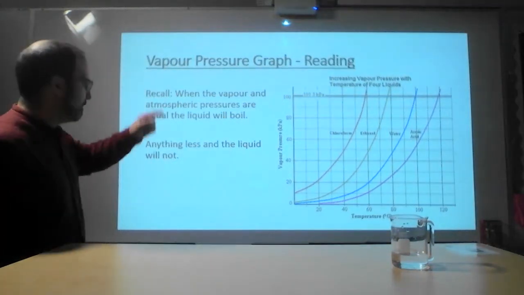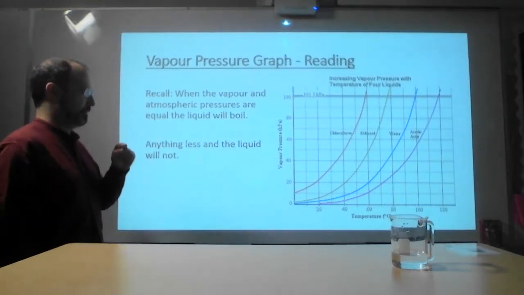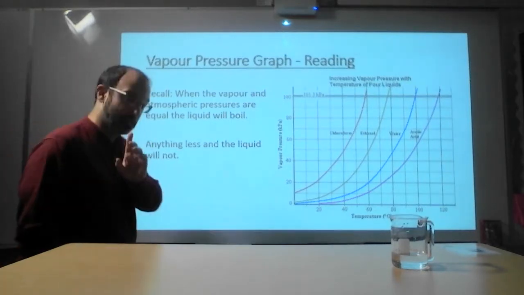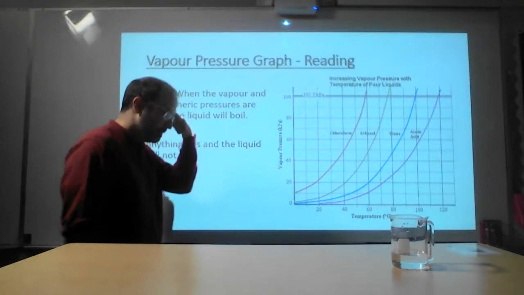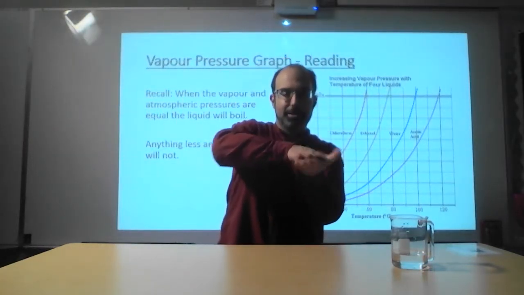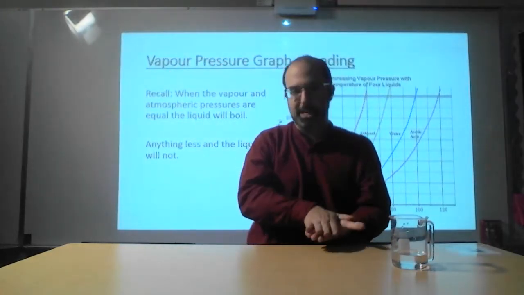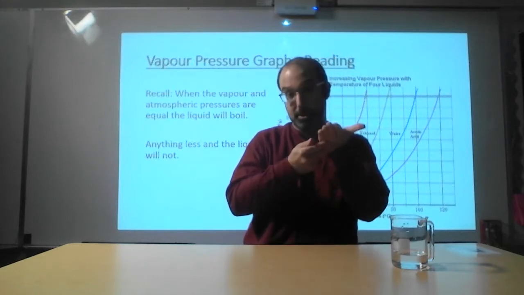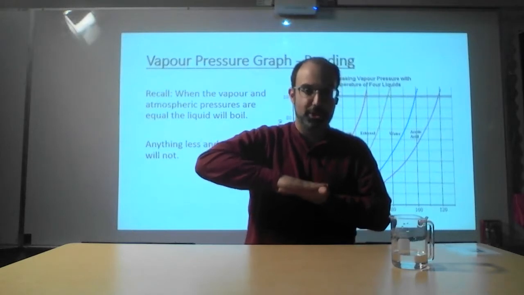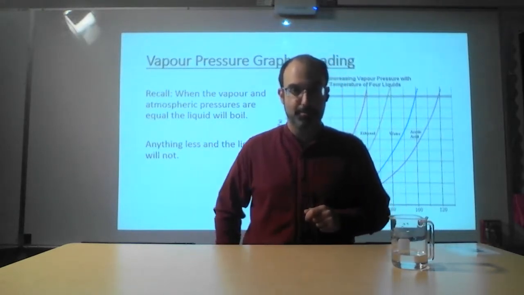So let's remember, right? When the vapor and the atmospheric pressures are equal, the liquid will boil. So anything less and the liquid will not. Okay, so that's the first step of this. We need to keep that in mind. If the pressure pushing up equals the pressure pushing down, then the liquid will turn into a gas. If the pressure going down is bigger, it'll stay a liquid. If the pressure going up is bigger, then it will turn into a gas faster. But the key is when they're equal to each other, right? When this tug of war is the same, then the vapor is starting to win.